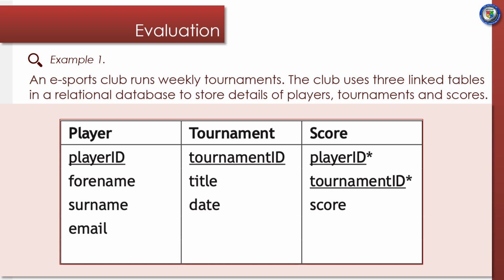Let's look at our first evaluation example. An esports club runs weekly tournaments. The club uses 3 linked tables and a relational database to store details of players, tournaments and scores. And we can see the structure of our database in our example.